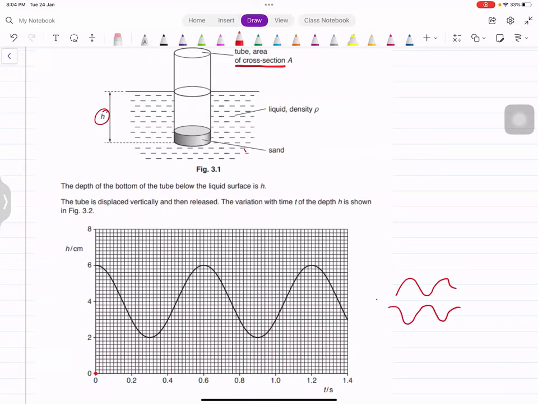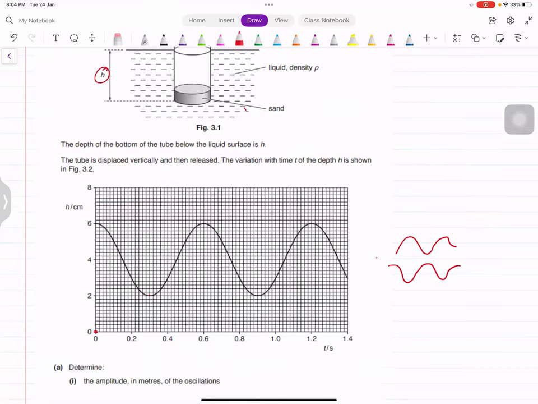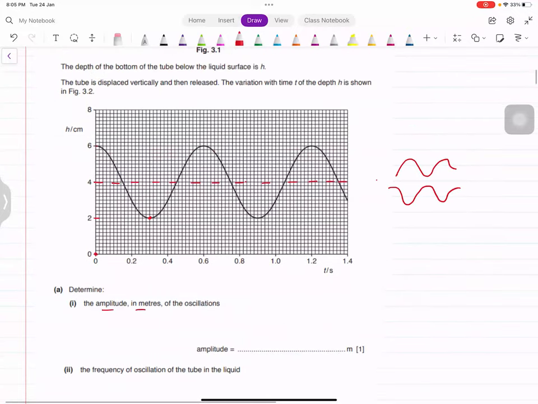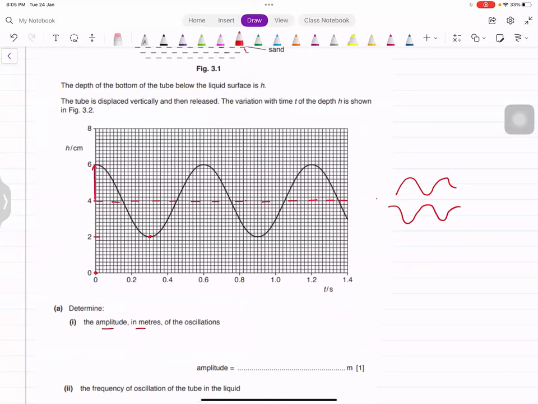Okay, Satish? Now, the next thing you should always check is what is the equilibrium line? If the minimum displacement here is 2 and the maximum is 6, it means the equilibrium line lies right in the middle. Then it says, what is the amplitude in meters? This would be the amplitude. So this is going to be 2 centimeters, which is basically 0.02 meters. Is that clear now?